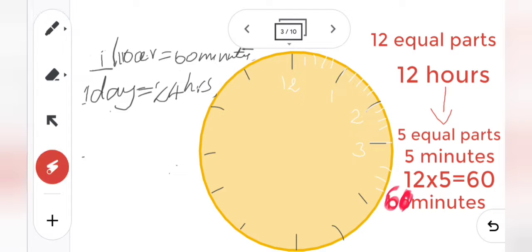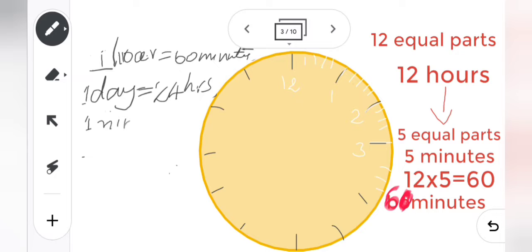Again, each minute is divided into 5 equal parts, though that is not shown here. So in 1 minute we have 60 seconds. One minute is equal to 60 seconds.